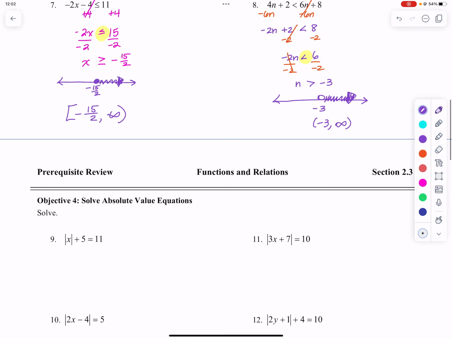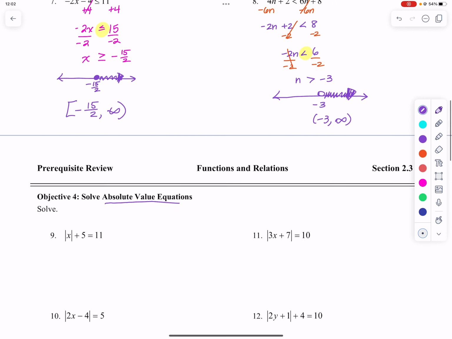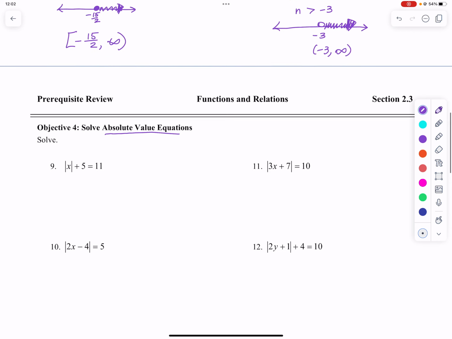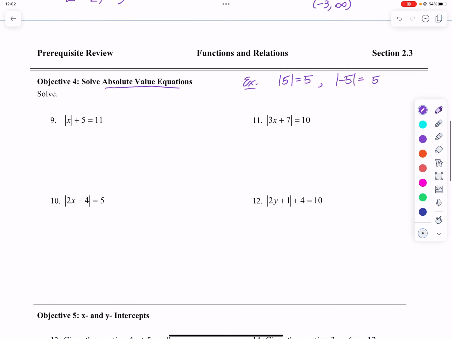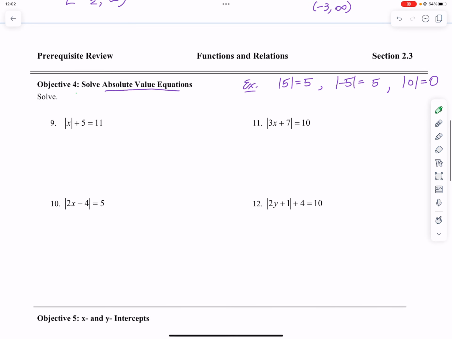Okay, now we are going to talk about absolute value equations. And keep in mind that the absolute value of a positive number is that number. The absolute value of a negative number is that number that now is positive. And I always like to throw this in. The absolute value of 0 is just 0. Okay, so we always want to isolate the absolute value term first.